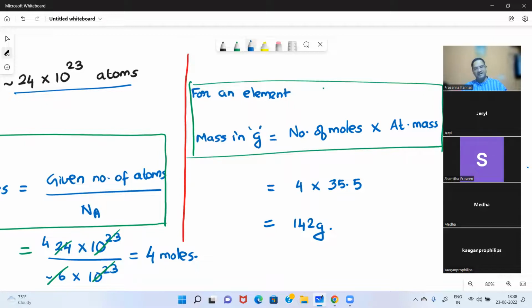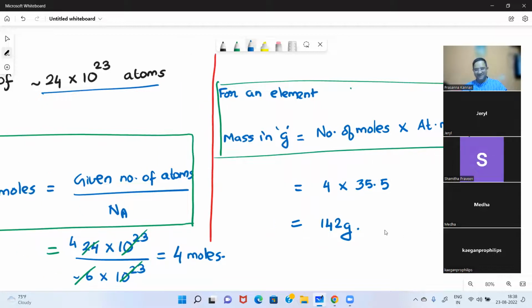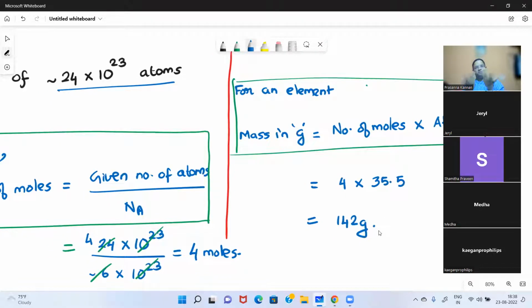But in competitive exams, we will not do so many steps. We'll just do everything mentally, right? For example, we know that 6 into 10 power 23 atoms is 1 mole. So 24 into 10 power 23 will be 4 times that, 4 moles. 1 mole of chlorine atoms is 35.5 grams. 4 moles will be just 35.5 into 4. Directly we'll come to that last step.